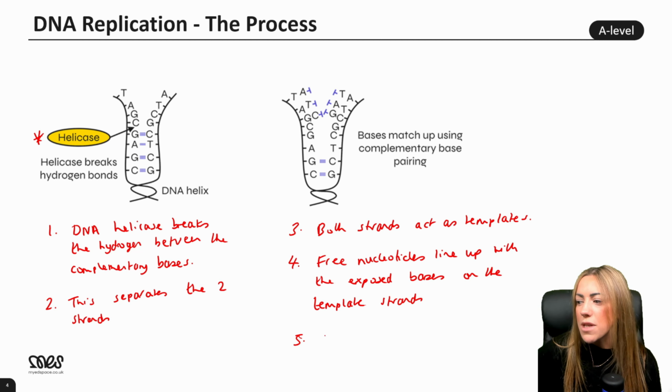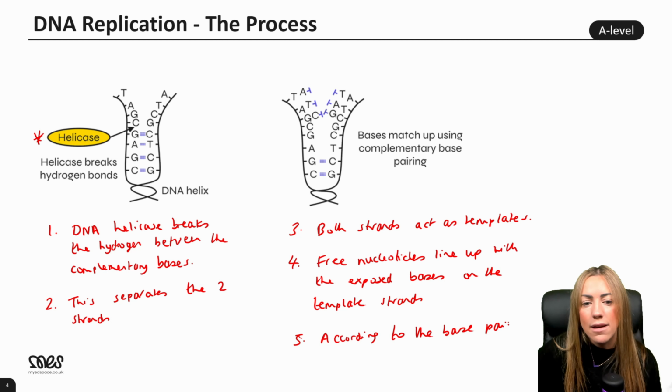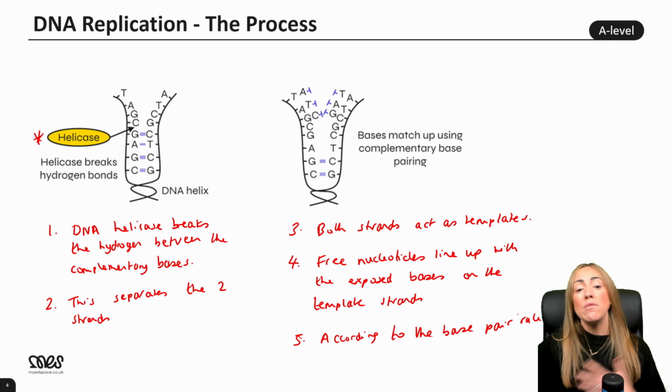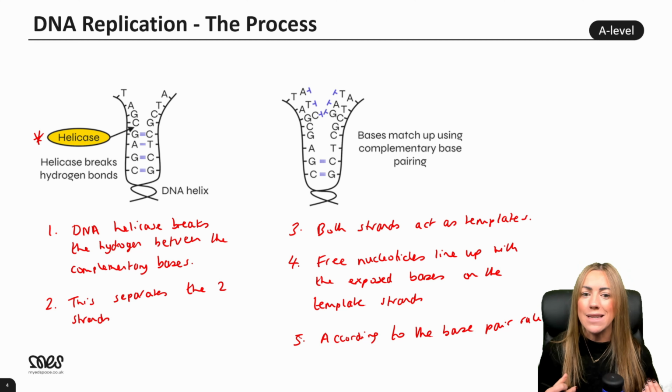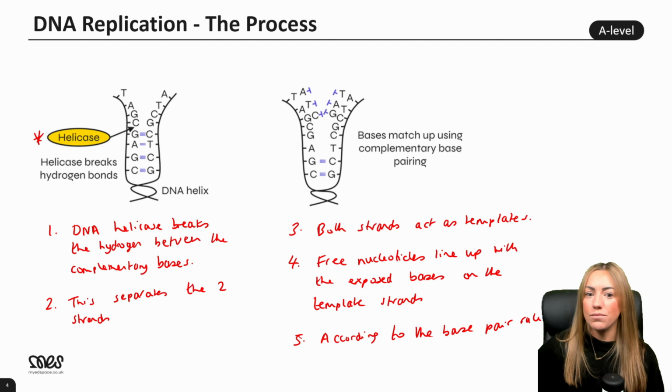And we can also add, because it might be worth a mark, according to the base pair rule. So they don't just line up in any old order. Obviously, the order of the bases on the two template strands is going to determine the order that these new nucleotides line up in. And we can even give an example.